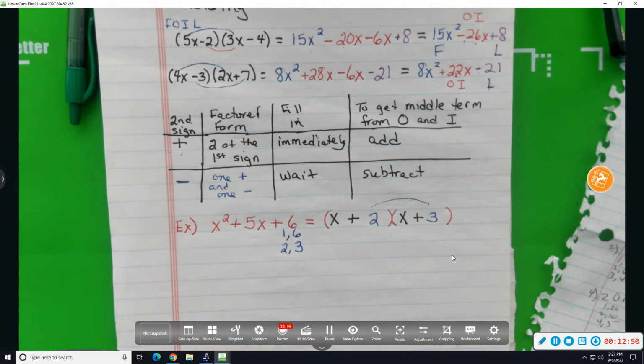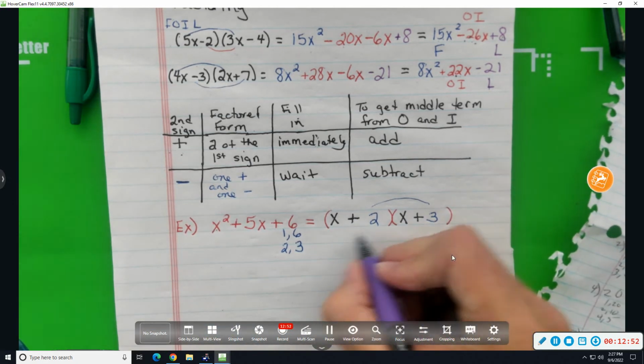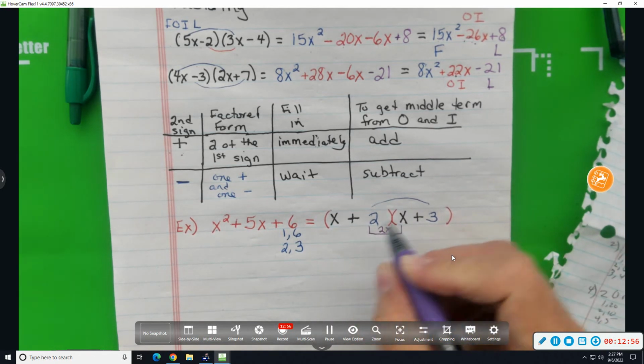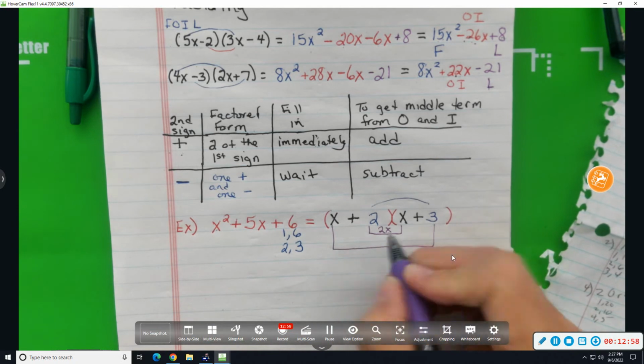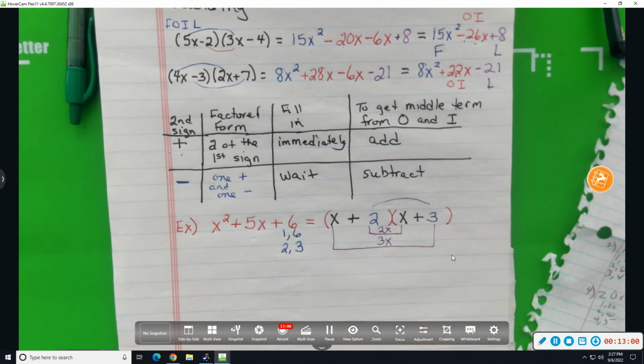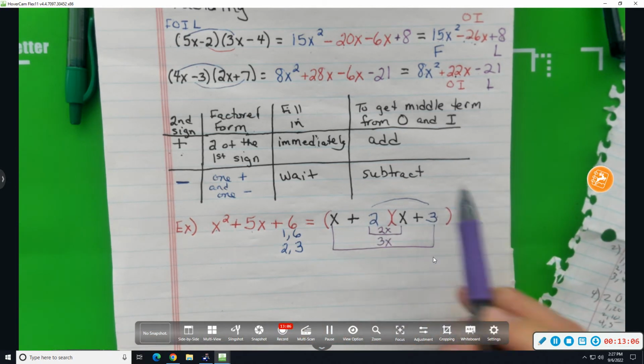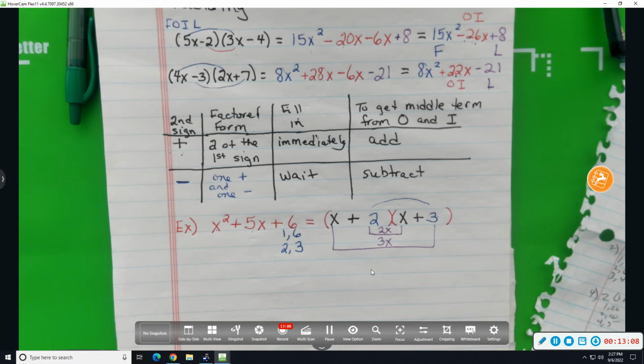Now, looking at the outer and inner terms, we would have a 2x and a 3x. Do those add together to get 5x? Yes. And then positive 2 times positive 3. There it is. So we have that one right.